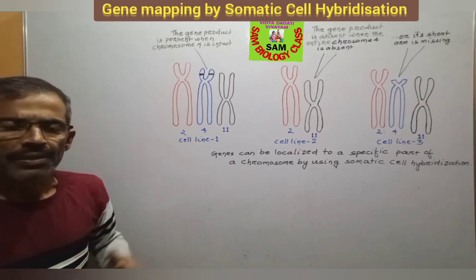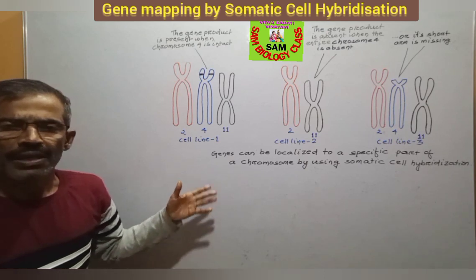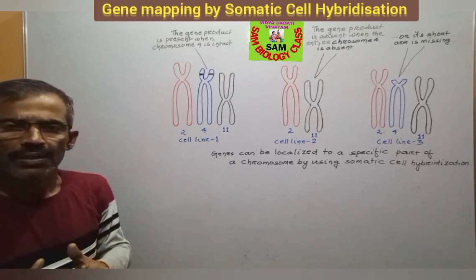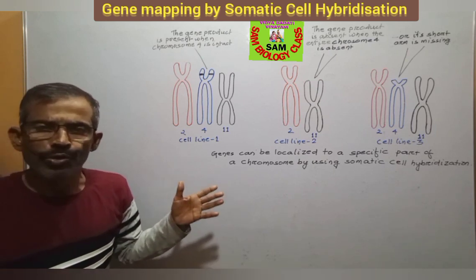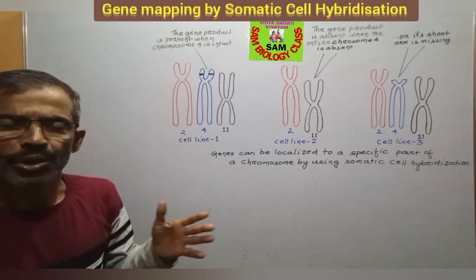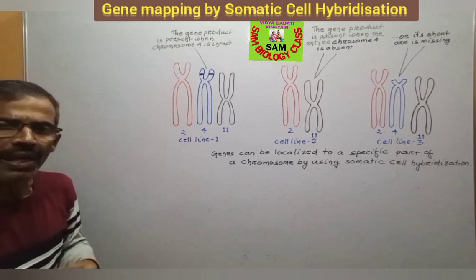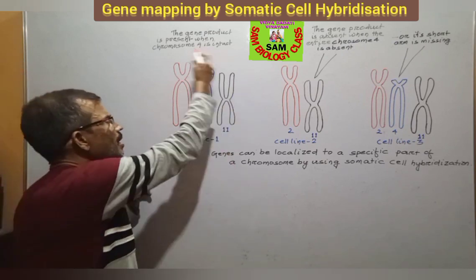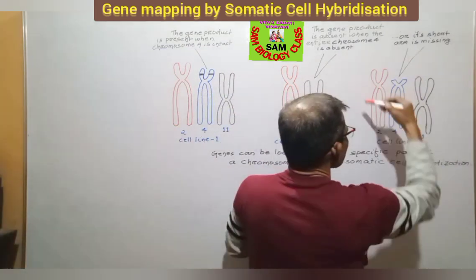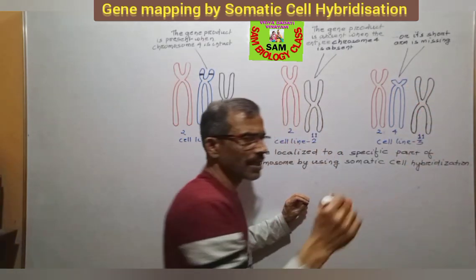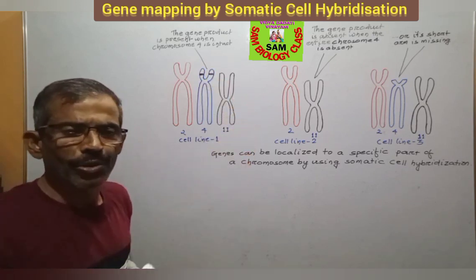In addition to this, somatic cell hybridization can also be used to position a gene on a specific part of a chromosome. Some hybrid cell lines carry a human chromosome with chromosomal mutations such as deletion and translocation. When a gene is present in a cell line with intact chromosomes but is absent from another cell line with chromosomal deletion, then the gene must be located on the deleted region of the chromosome.